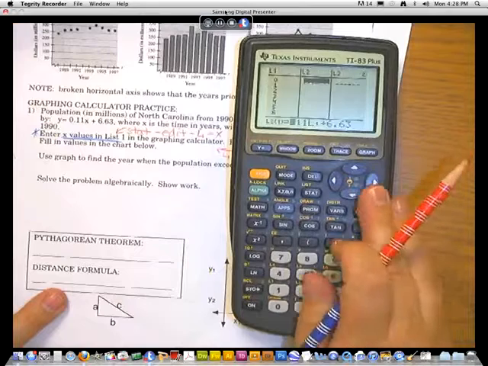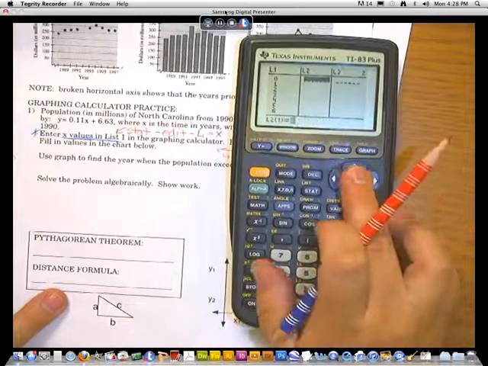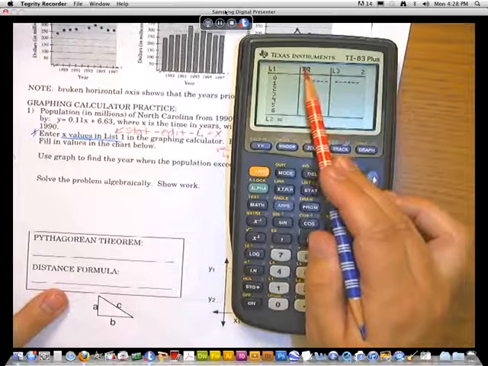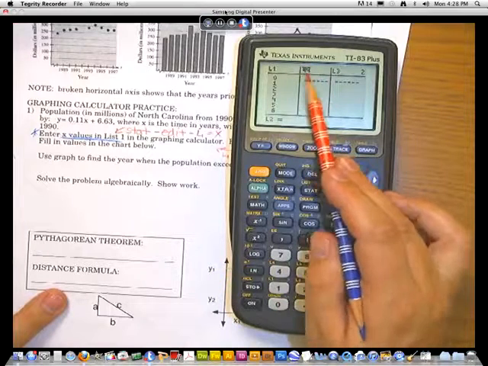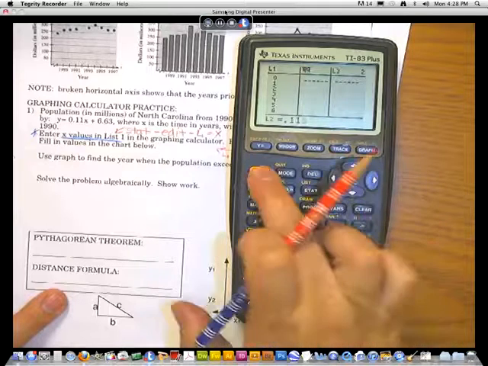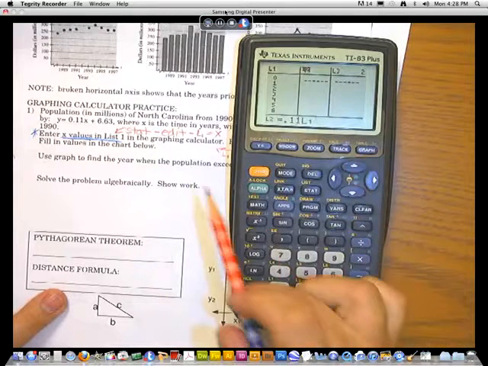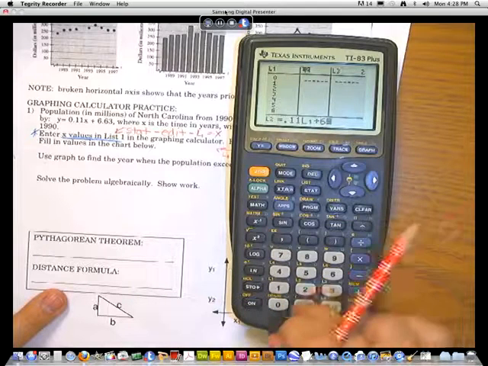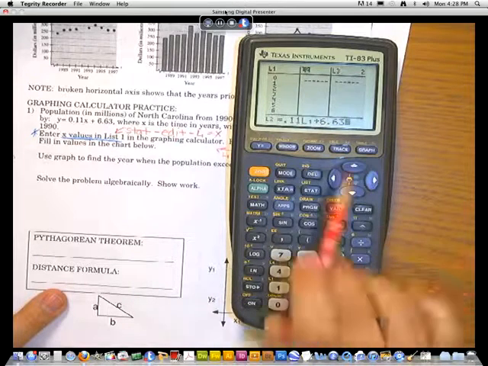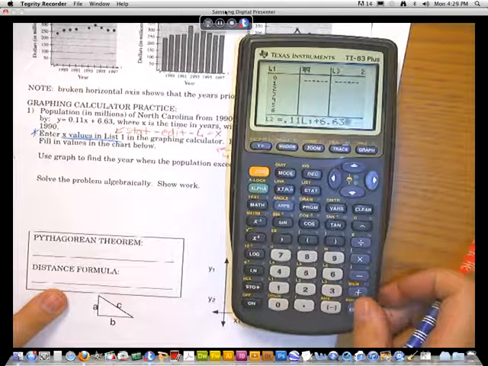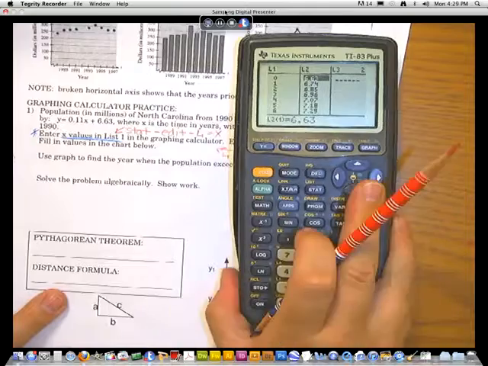Oops, go to it. We're going to clear that. You have to be up here, sorry, on L2, because we're putting an equation in. We're not putting data. An equation. 0.11, shift L1, so second L1, plus 6.63. So 0.1111 times the x values plus 6.63, hit enter, and there we go.